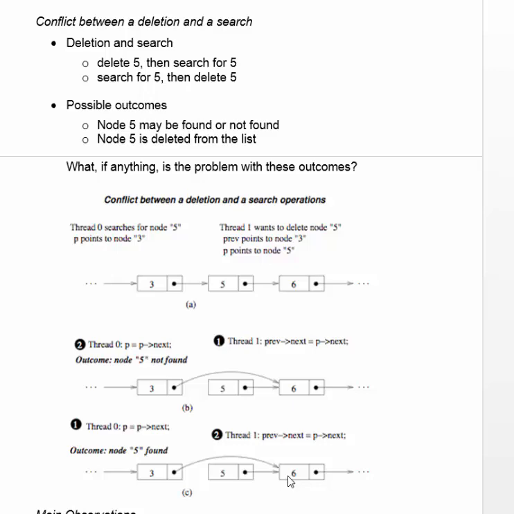What, if anything, is the problem with these outcomes? Well, it doesn't really matter. I mean, these outcomes are not wrong. If somebody's trying to delete a node while another thread is looking for the node, then we don't have any clear right behavior. We might find the node or we might not find the node. Either one is a correct behavior because it could have happened in a serial program. So either way is okay. So a deletion and a search don't really conflict.